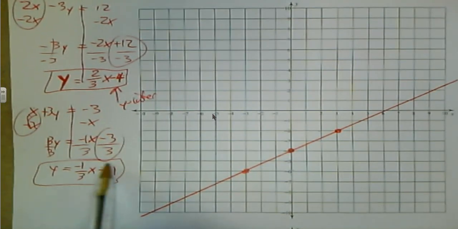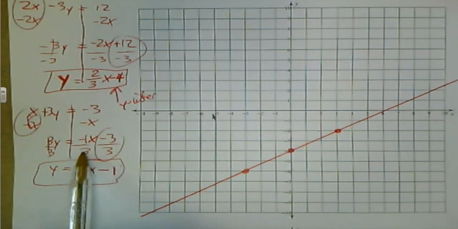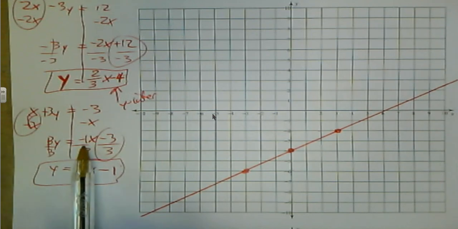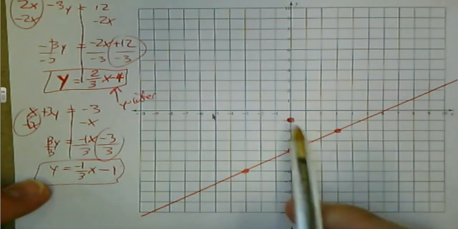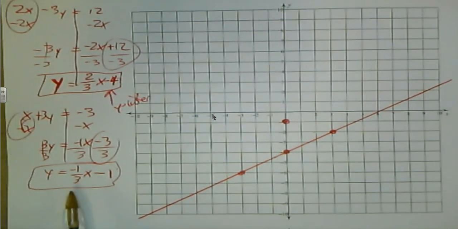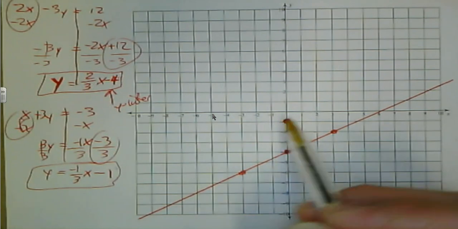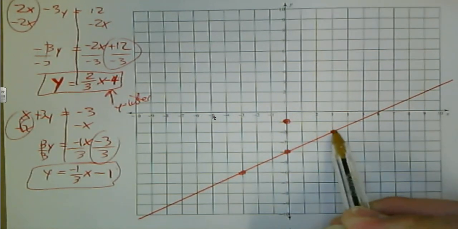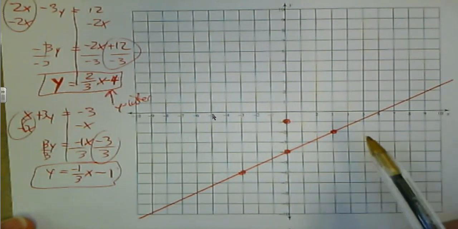Here's the second line. If I cover up the whole x part of it, it says y equals -1. So I go to -1, and that's where I put my dot. From that dot, I do the slope. It says -1, so I go down and then to the right. It's always up or down and then to the right on the first one.